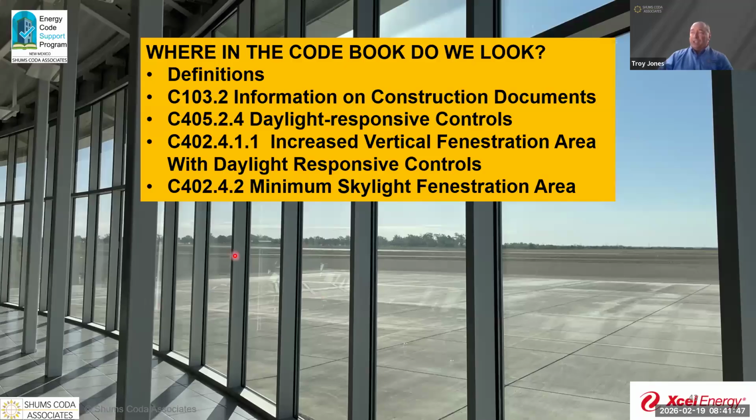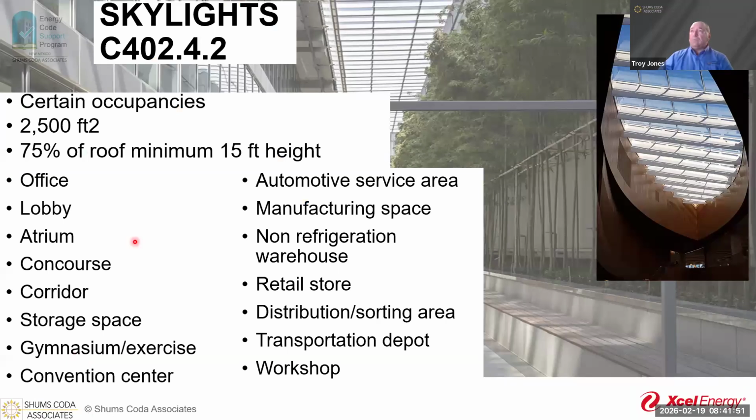Minimum skylight fenestration area, 402.4.2. In certain occupancies, we're allowed 2,500 square feet, 75% of the roof if it has a minimum height of 15 feet. Offices, lobbies, atriums, concourses, corridors, garages, service garages, storage space, non-refrigerated warehouses. That's a fun one.